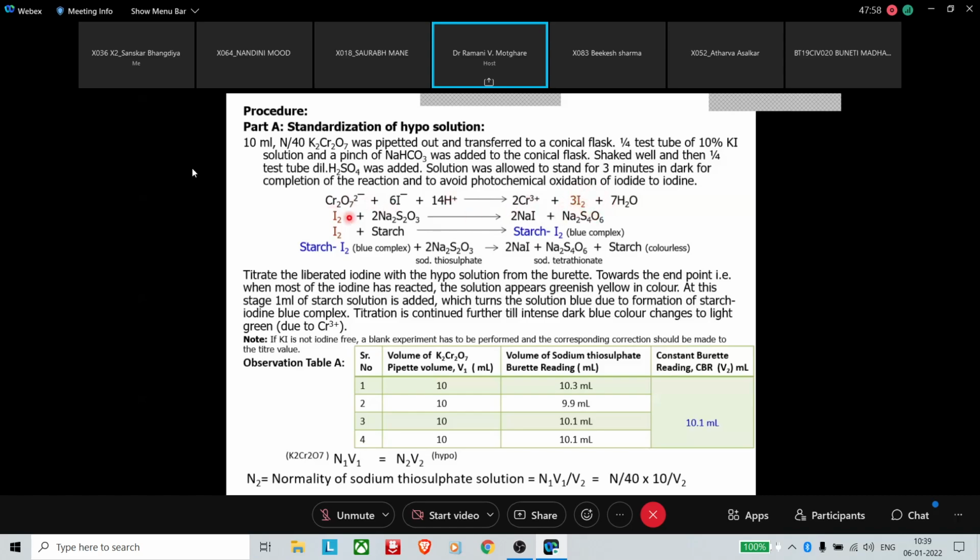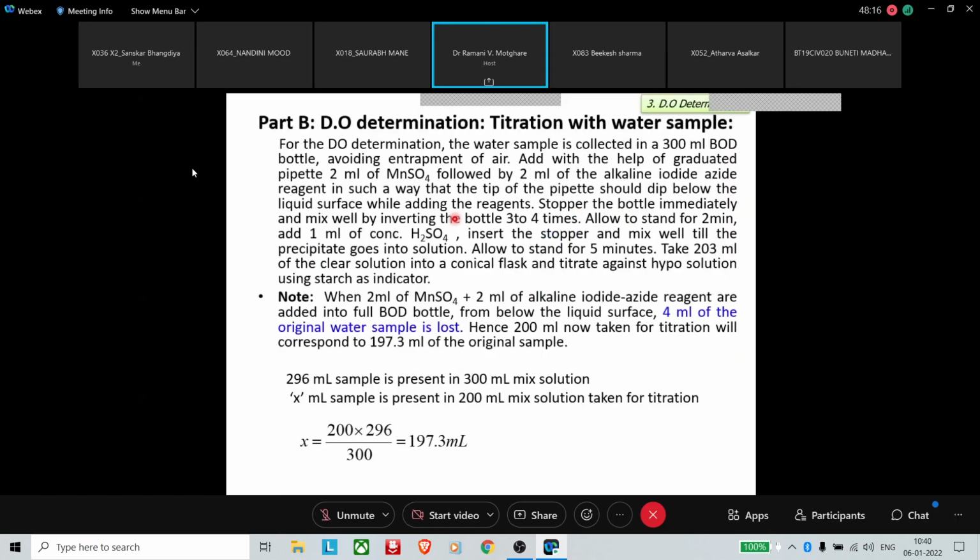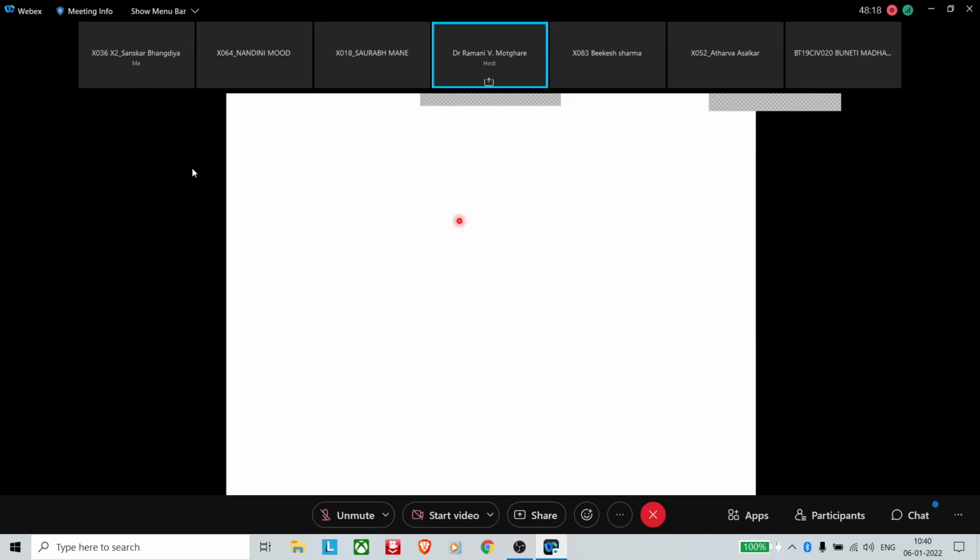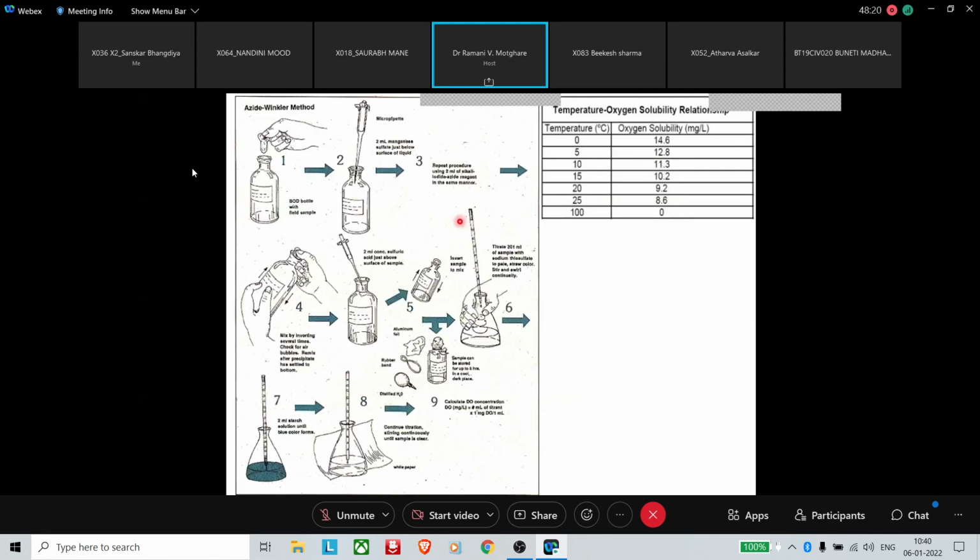So this I2 will be determined using sodium thiosulfate. Initially, if a high concentration of I2 is there, you can't add the indicator in the beginning. First, it will be dark brown in color, and then when you titrate, let me check whether there are any pictures.